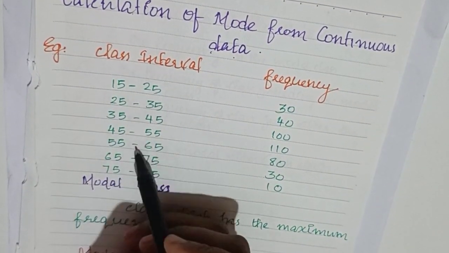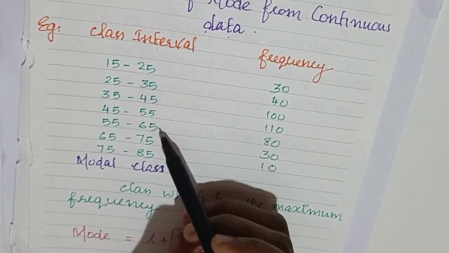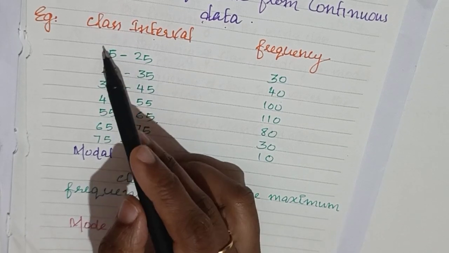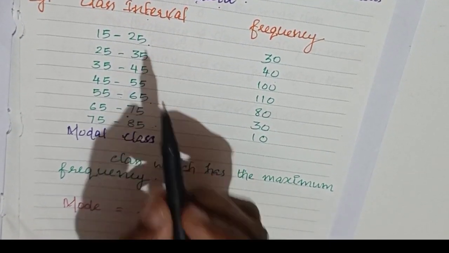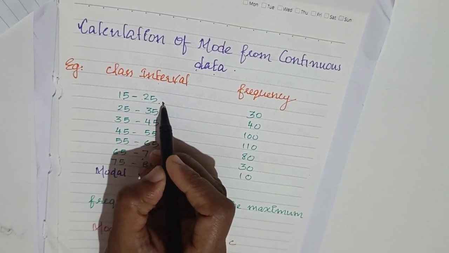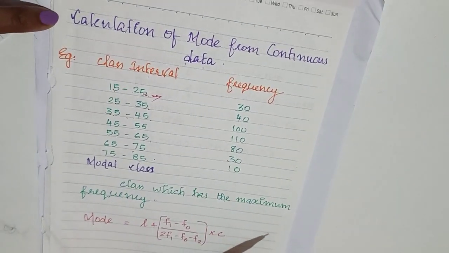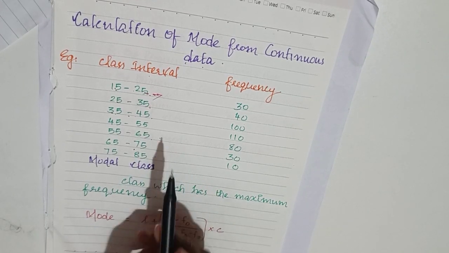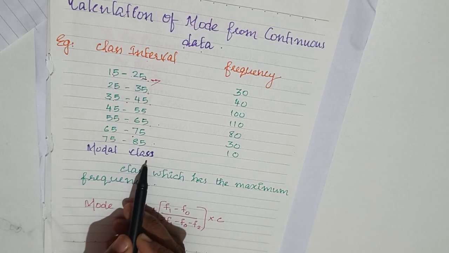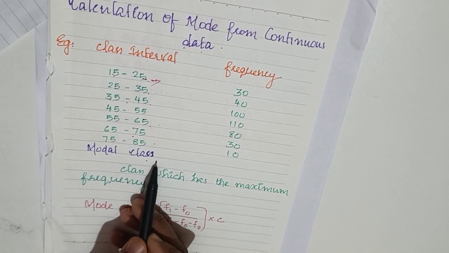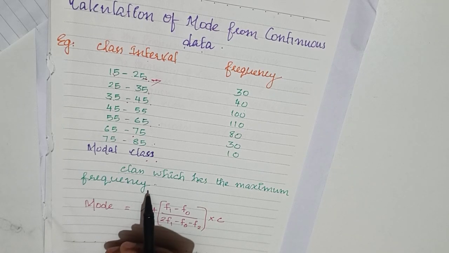So here you can see one example, and in this example you can see the class interval, that is, the observations are in the form of a range, that is 15 to 25. This is not a whole number, and these types of data are known as continuous data. So for calculating mode, first we have to find the modal class. It is easy to find the modal class. That is, the class which has the maximum frequency is known as modal class.